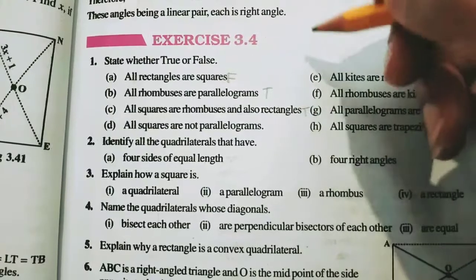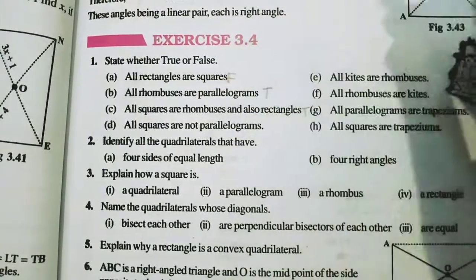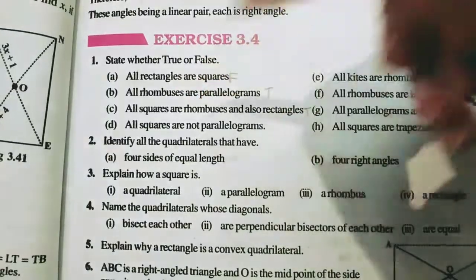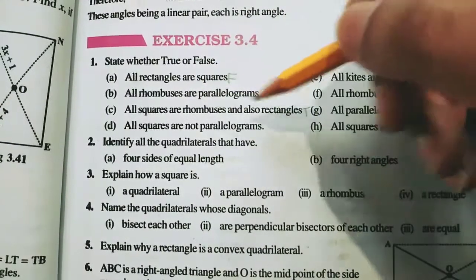So you have to match like this. Okay, common things you have to match. If no common things are coming, then it is false. If any one common thing comes, then it is true.